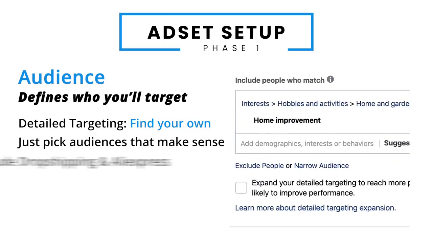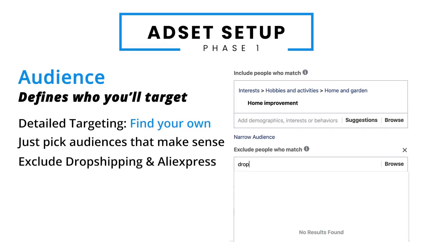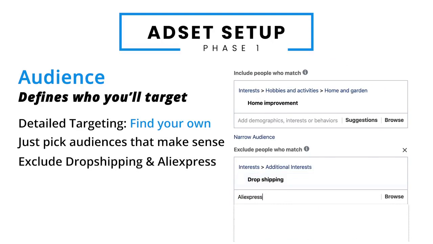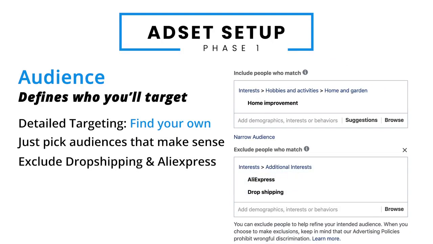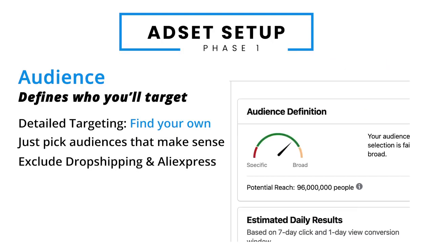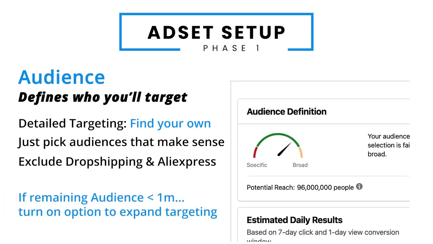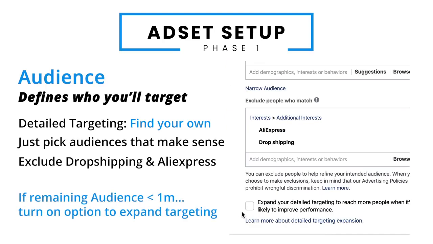Then click the exclude people button and remove dropshipping and AliExpress as interests. This will prevent other dropshippers from seeing your ad and copying you. Now check the potential reach on the right to see your total audience size. If your remaining audience is less than 1 million people, you should turn on this option that lets Facebook expand your audience size. We've found that it helps when the audience size is small and highly targeted. Since our audience size is greater than 1 million, I'll leave it unchecked.